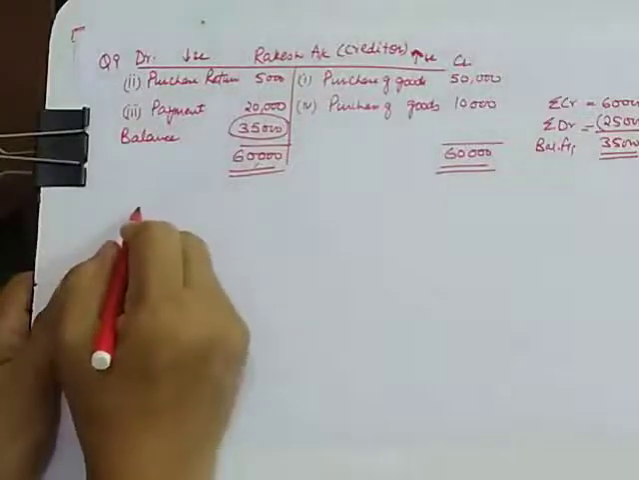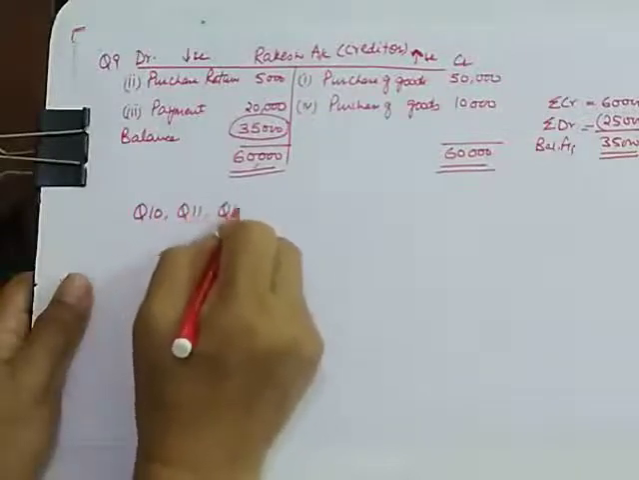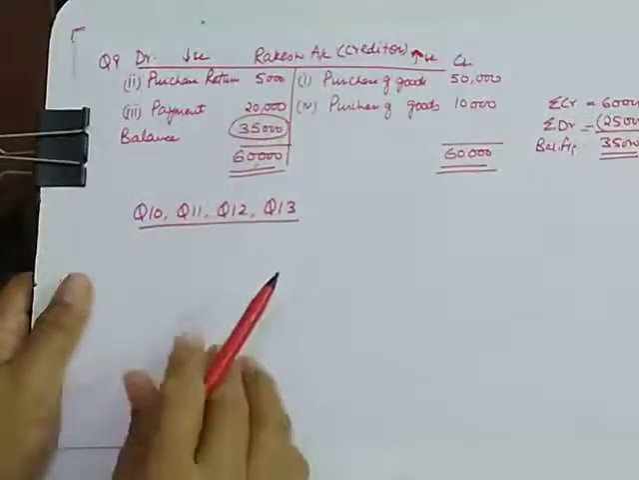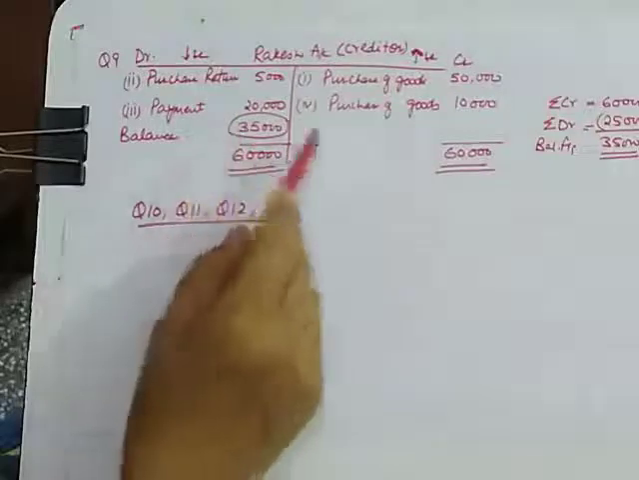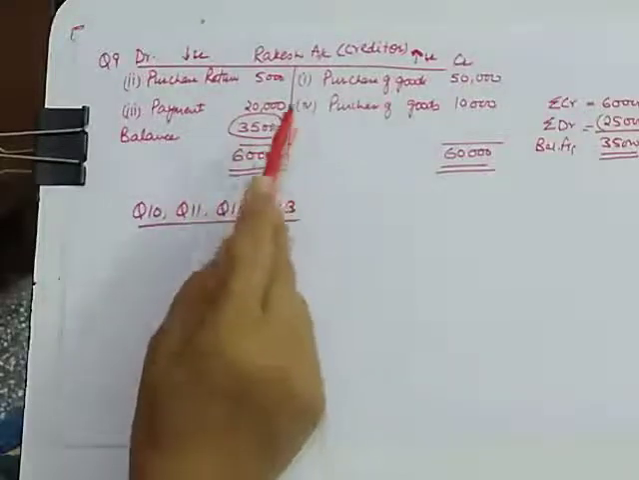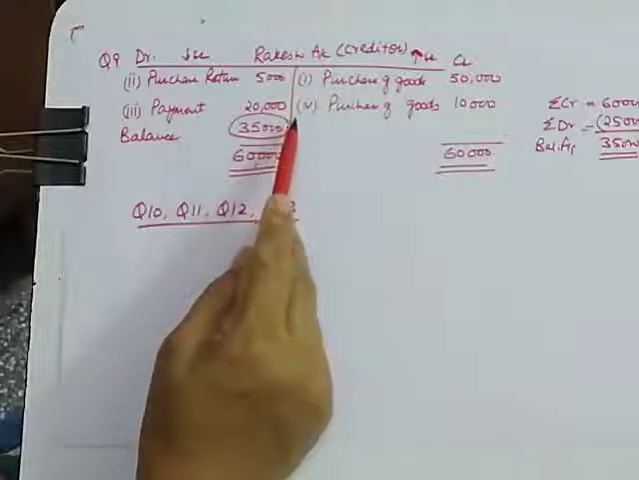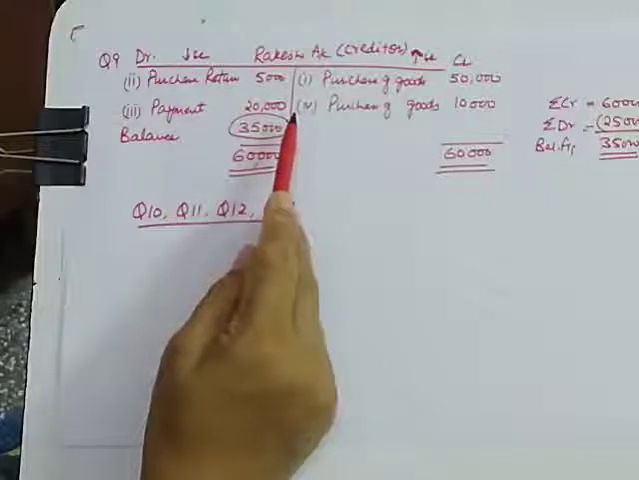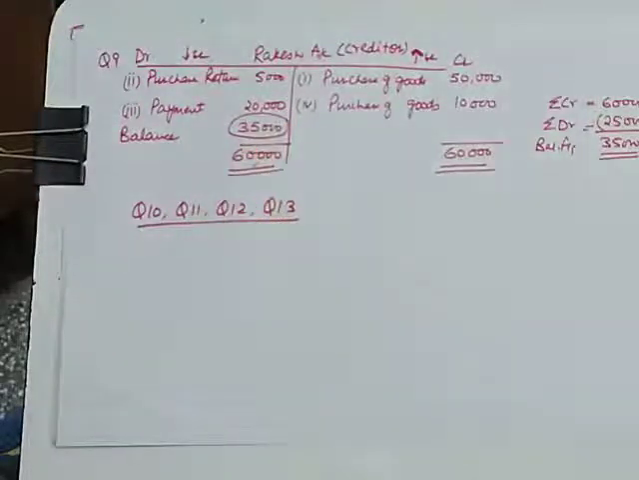So try question number 10, 11, 12 and 13 in the similar manner, where you need to record the transactions like this. This is a sort of rough format, you can say rough T format. Otherwise formally we'll be doing ledgers, and through that ledger we'll be able to learn the proper balancing of that particular account. So that's all for today.